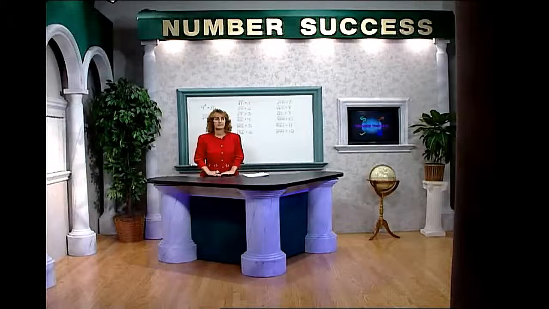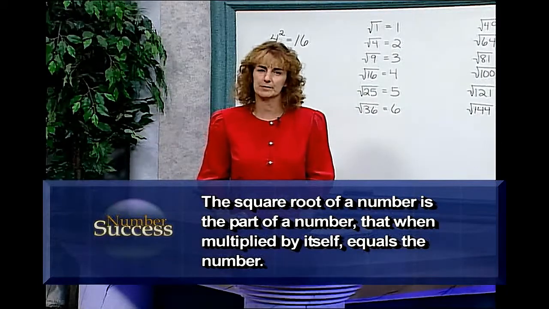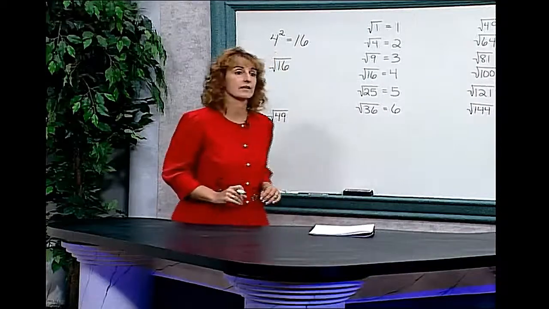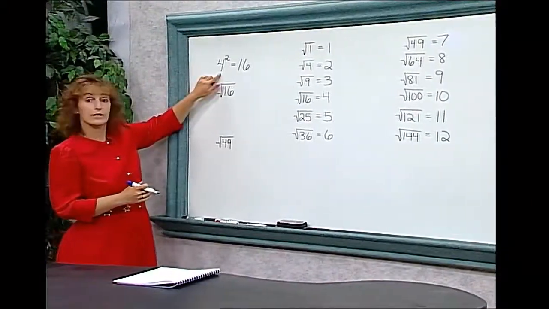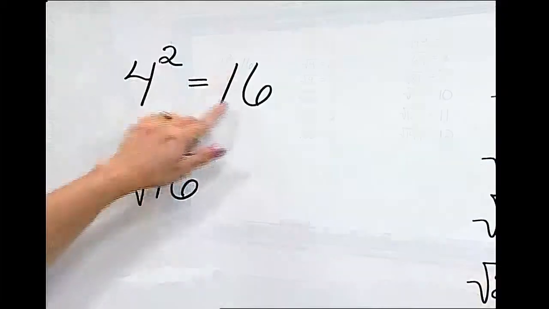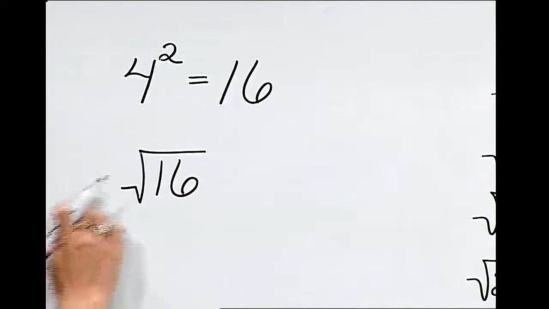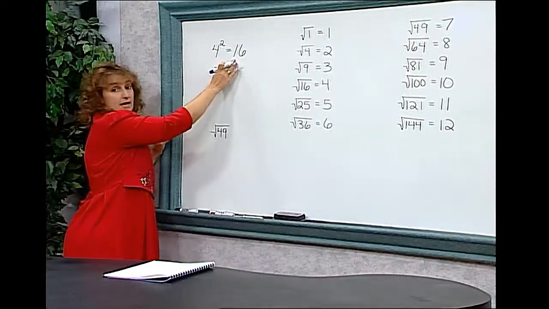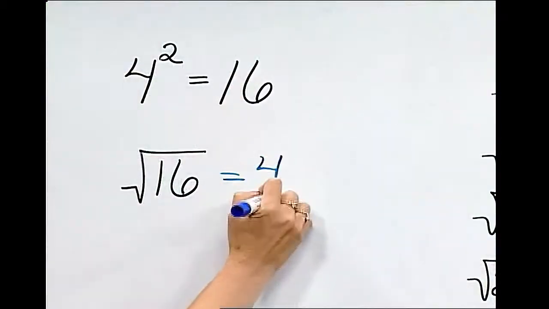Square roots. The square root of a number is the part of a number that when multiplied by itself equals the number. It's easy to think of square roots as the opposite of squaring. We know that 4 squared equals 16. The opposite of squaring is square root. What number times itself gives me 16? That answer would be 4.